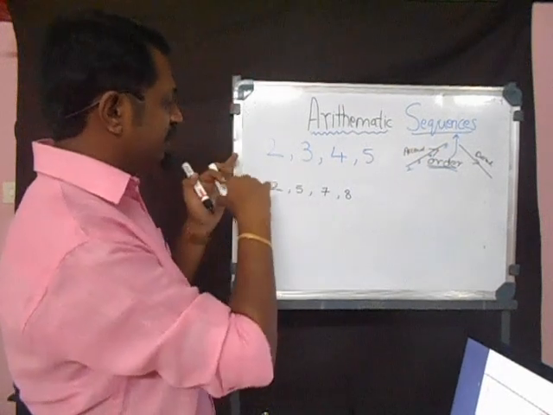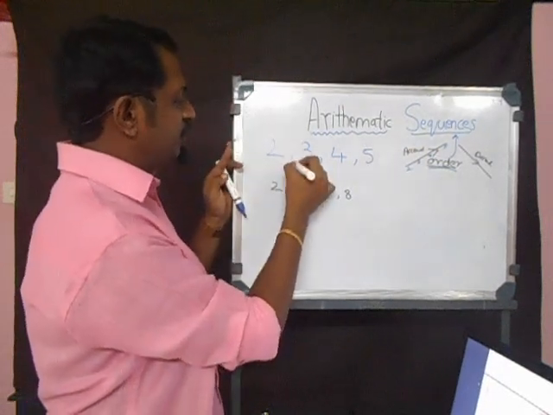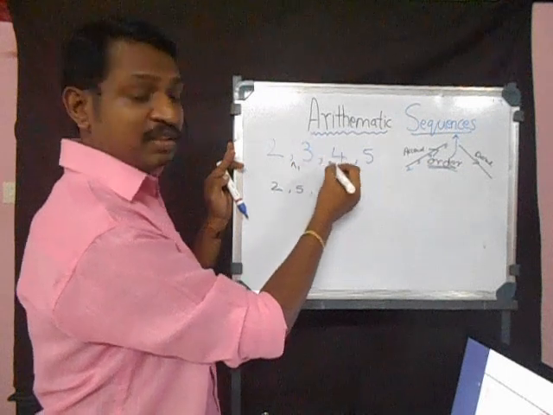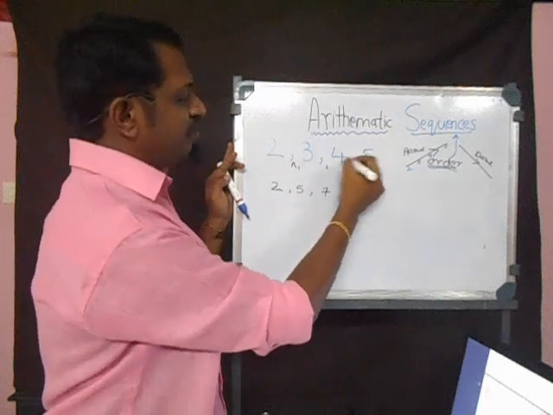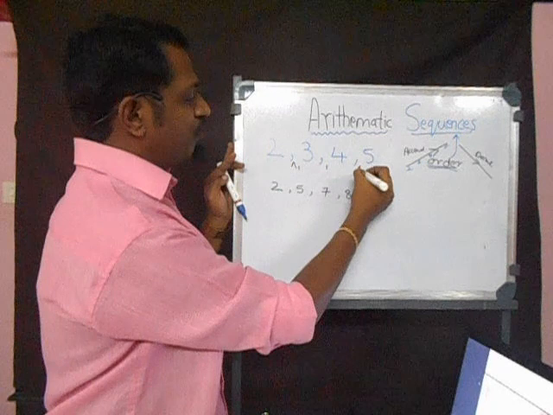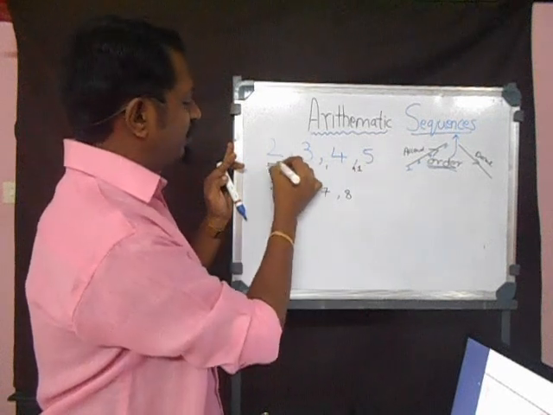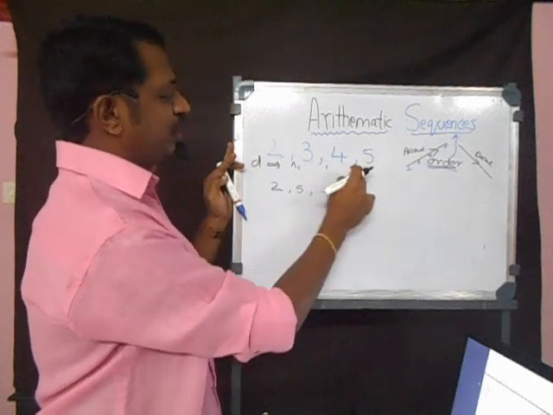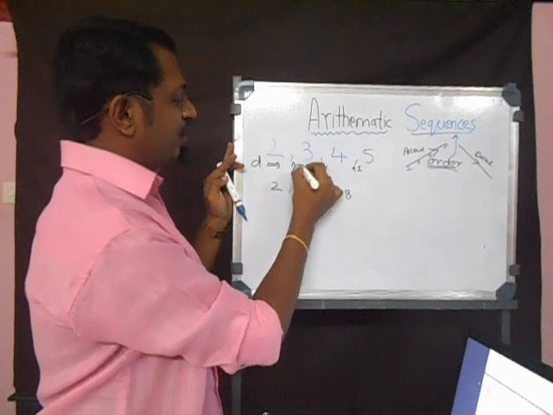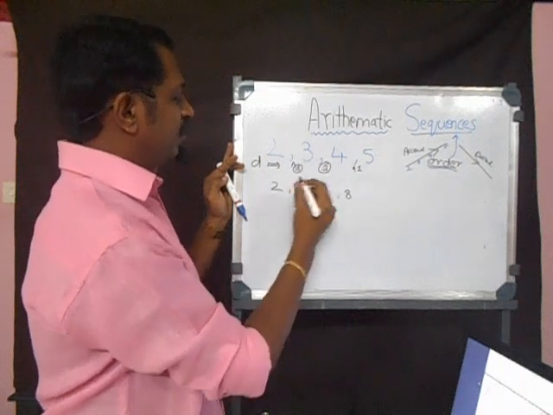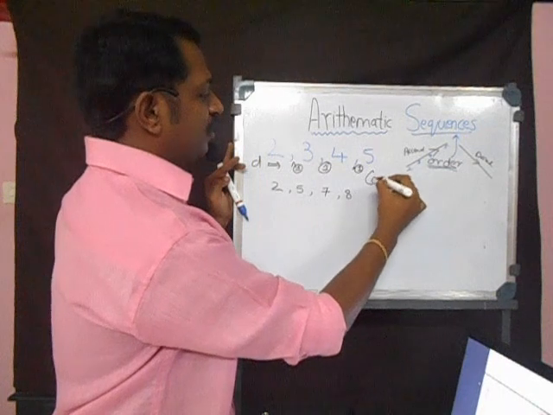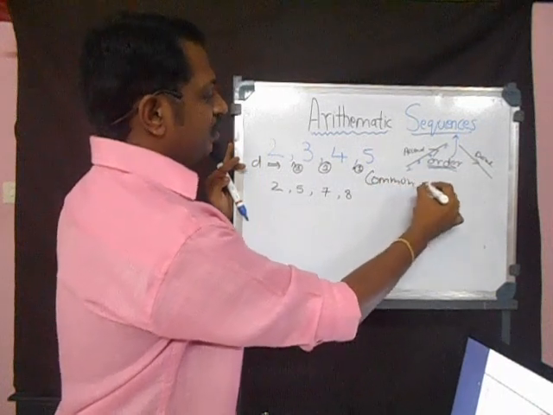The difference here: 3 minus 2, the difference is 1. 4 minus 3, the difference is 1 again. 5 minus 4, the difference is again 1. So all the way you got the difference d as 1. That is, all are 1. You call it the common difference.